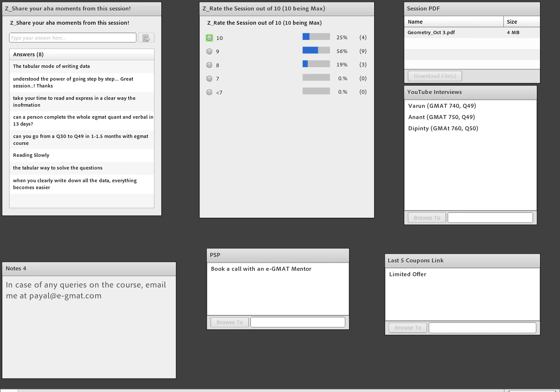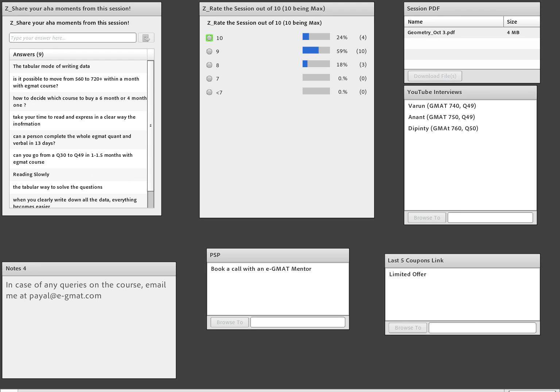Can you go from Q30 to Q49 in 1 to 1.5 months with the e-GMAT course? Absolutely yes. There is no reason why you cannot, as long as you are putting in the effort, doing things the right way, and following the directions that the expert AI is giving you. There are students who, despite us telling them that they need to go through the diagnostics first, do not go through the diagnostics. They do not go through the concept files. They straight away skip to the GMAT skill files because they need additional practice, and that doesn't work. Yes, all the content is there for you, but you need to go through the content in the right manner. So absolutely, yes, Q30 to Q49 is very much achievable within 1.5 months.